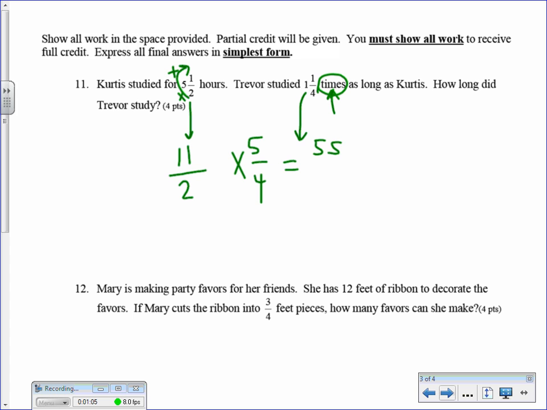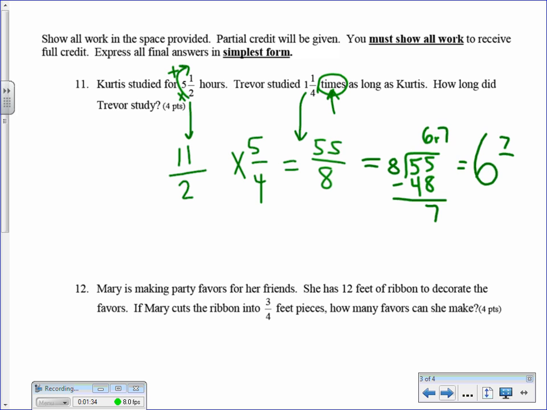11 times 5 is 55. 2 times 4 is 8. There's another point. There's 3 points out of 4. That's an improper fraction. You have to turn it into a mixed number. 1 on top jumps inside, then you just divide. 8 goes into 55 6 times. 6 times 8 is 48. 55 minus 48 is 7. So that means our answer is 6, remainder 7, and 7/8.